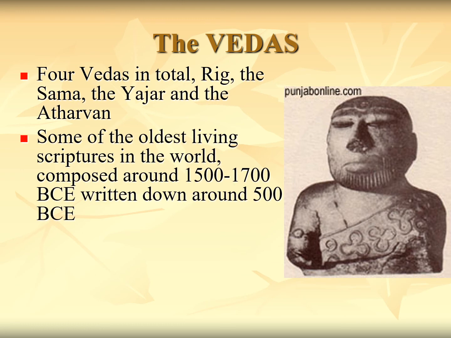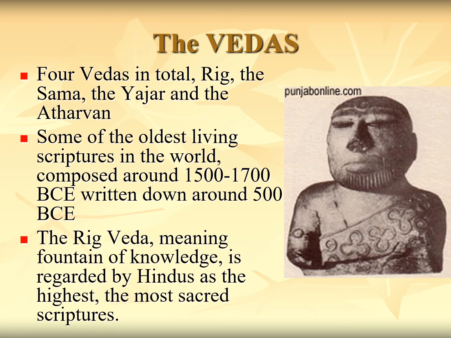So there were 4 Vedas in total. You're not going to need to remember them. They are the Rig Veda, the Sama, the Yajur, and the Atharvan Vedas. And these are some of the oldest living scriptures in the world. They were composed around 1500 to 1700 BCE, and then they were written down around 500 BCE. It takes about 1,000 years for them to get these words, these ideas on a written platform.